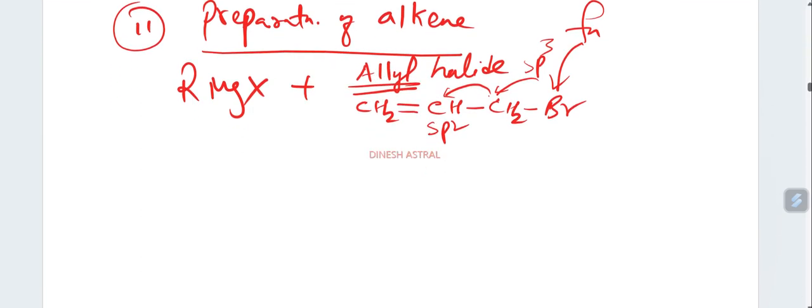Now how will you write down the correct product here when Grignard reagent reacts with this allyl halide? So here.